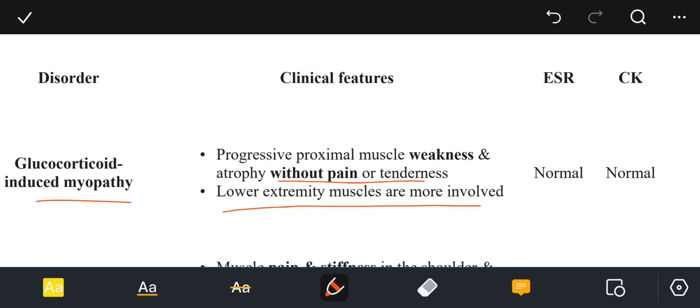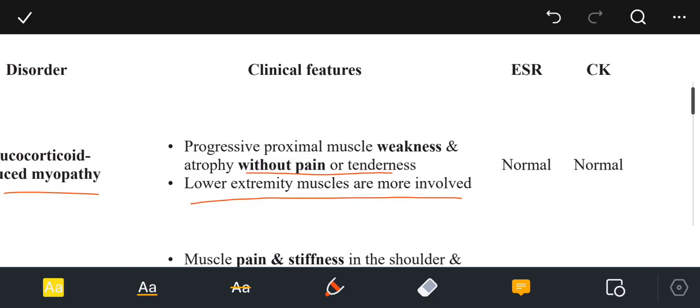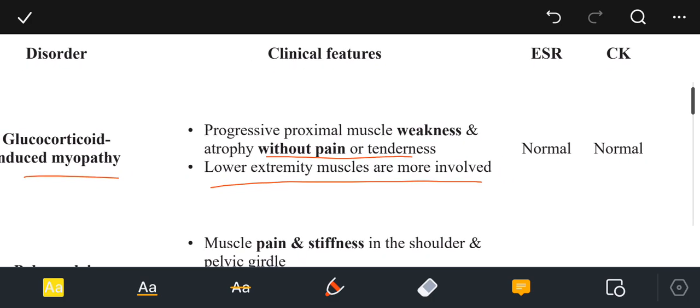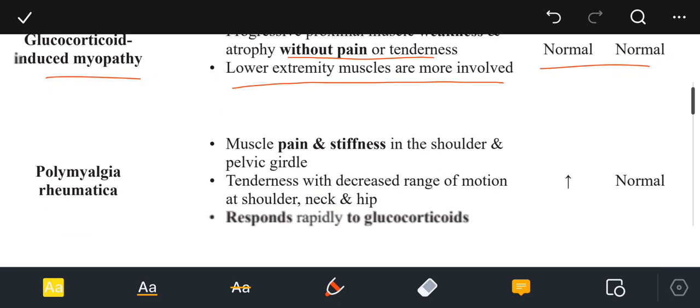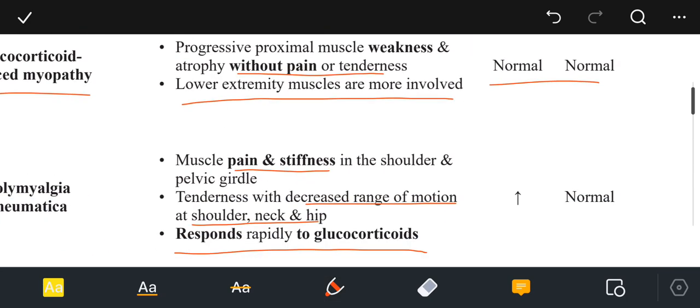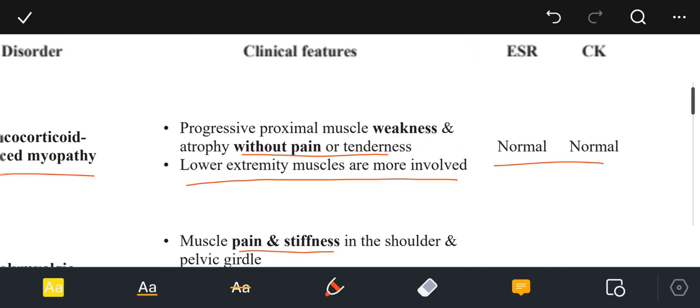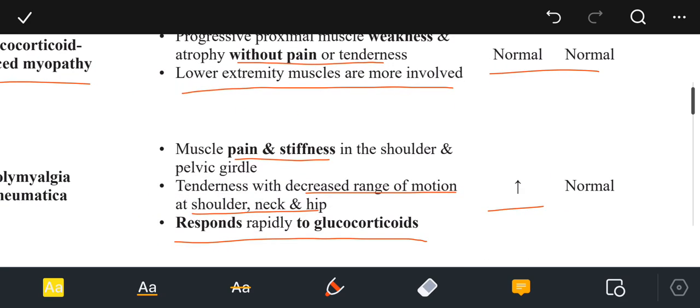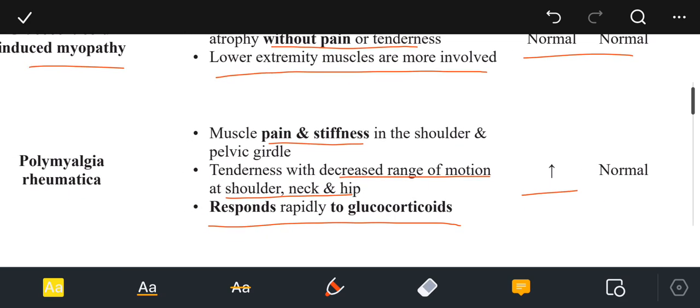Lower extremity muscles are more involved. The ESR will be normal and the creatine kinase level is also normal. Then polymyalgia rheumatica: muscle pain and stiffness in the shoulder and pelvic girdle, tenderness with a decreased range of motion at the shoulder, neck and hip, and they respond rapidly to glucocorticoids. The ESR will be increased while the C-reactive protein level or the creatine kinase level will be normal in polymyalgia rheumatica.